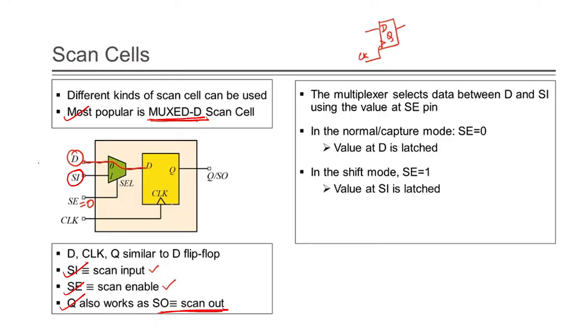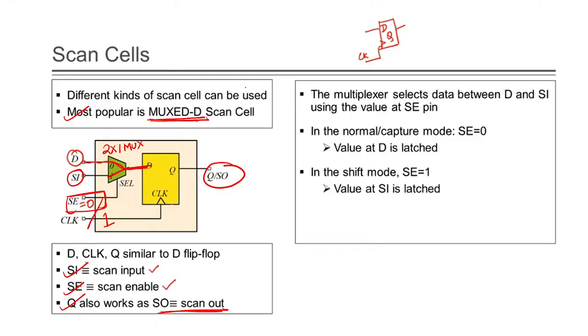So here, suppose you consider SE equal to 0, and this is a 2-to-1 mux. When SE equal to 0, the 0 input is connected to the D input. When SE equal to 1, you are giving the scan input to the D input. Based on the scan input, you get the scan output at Q. So extra circuitry is added for the scan cells.